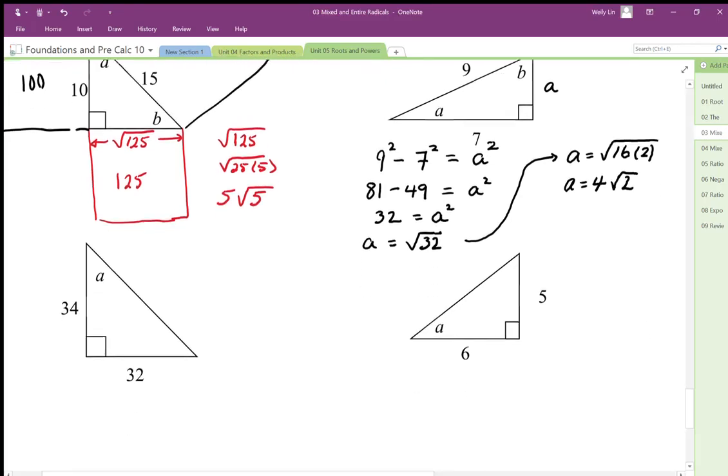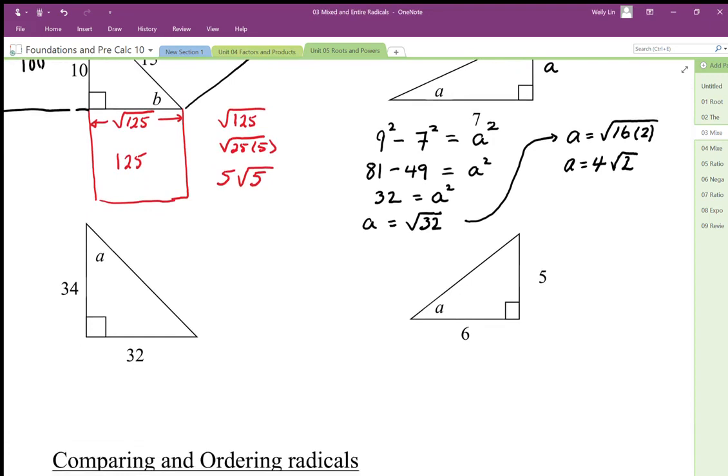So here we have c squared, or c, and in this case c is the longest side, so we're going to add the area from side 34 plus the square area from side 32, and that's going to be equal to the big square from the side length of c.